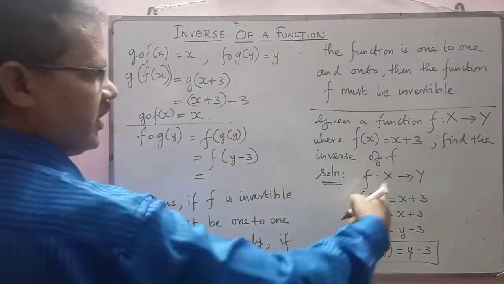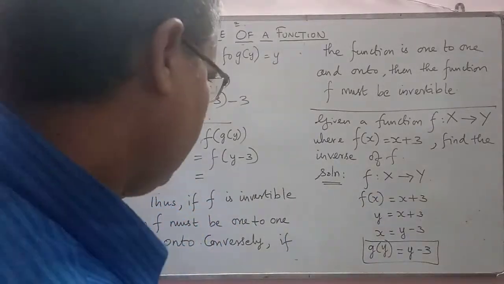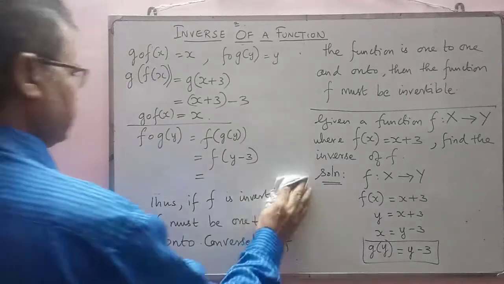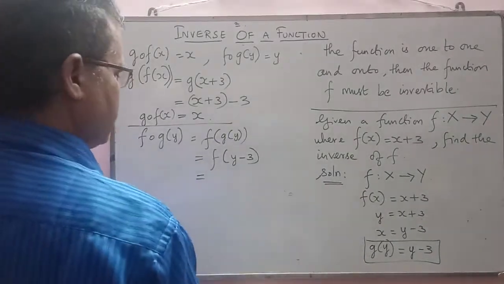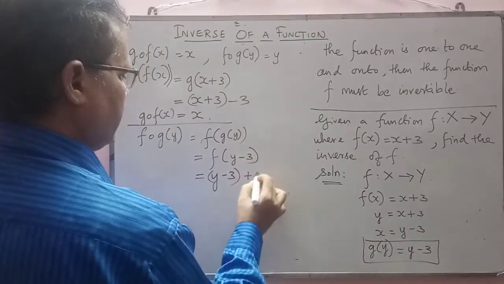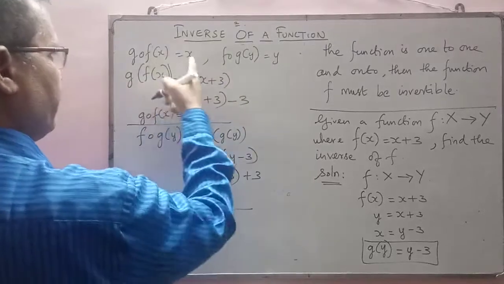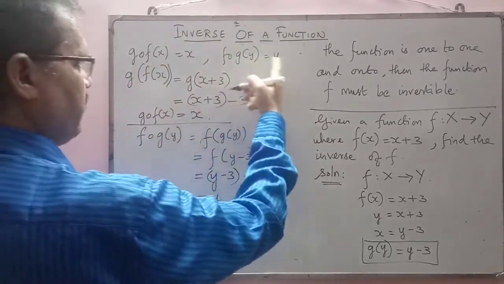Now you have to substitute in the f of x function. F of x, what is f of x? X plus 3. Correct? X plus 3. Now whatever x is there, you will add 3 with that. So y minus 3 plus 3. So minus 3 plus 3 gets cancelled, you got y. So you have proved g of f of x is x, f of g of y is y.